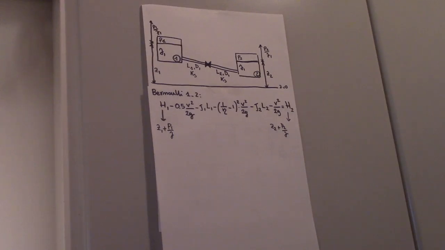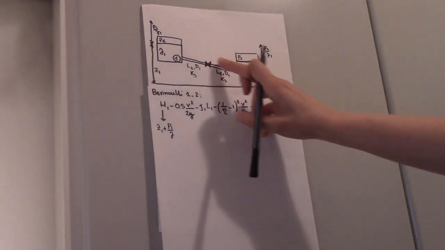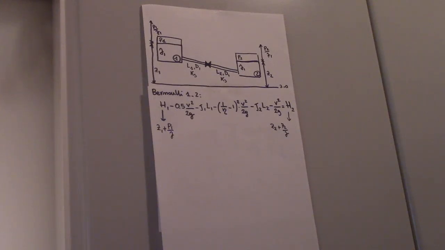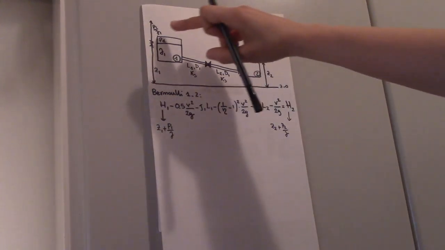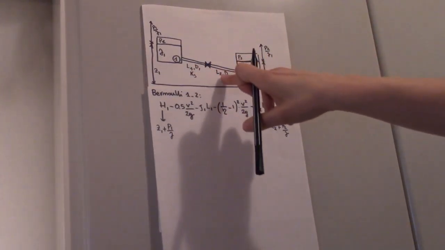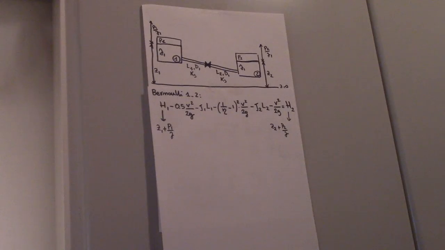Again, for both pipes, we know that the diameter is constant, but if the diameter is constant, we can prove that J is also constant. So the hydraulic gradient, which means the slope of your distributed losses in this part of the system, is exactly the same.